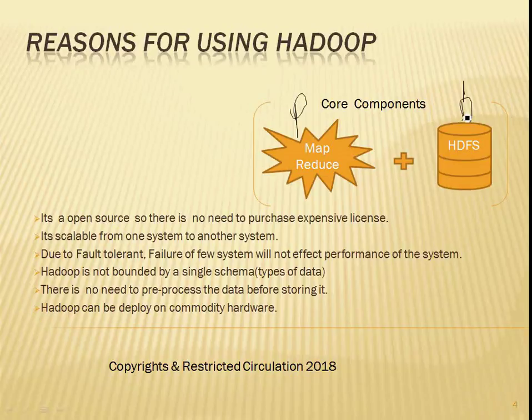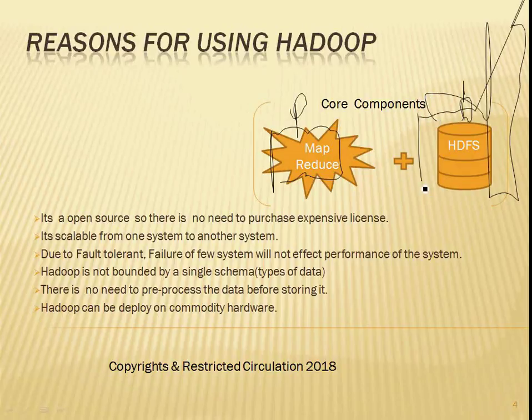So from here you got an idea that Hadoop has two main components. First is MapReduce, which acts like a processing engine, and the second component is HDFS, which basically stores the data. Now how data is stored, and what is the optimization technique due to which it retrieves and fetches the data very fast, we will discuss. So guys, Hadoop is open source, so there is no need to purchase an expensive license. It is scalable from one system to another. Third, due to fault tolerance, failure of your system will not affect performance.